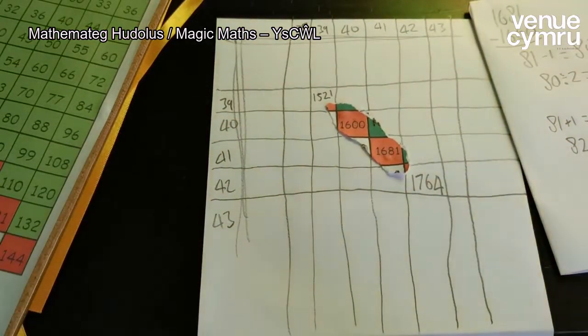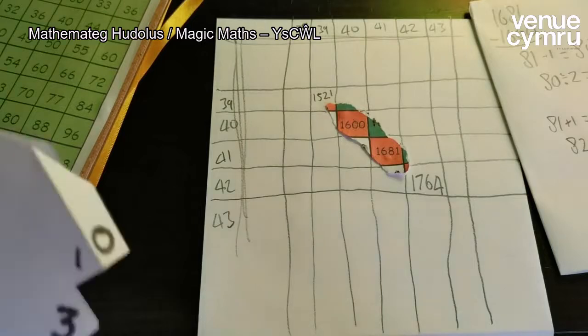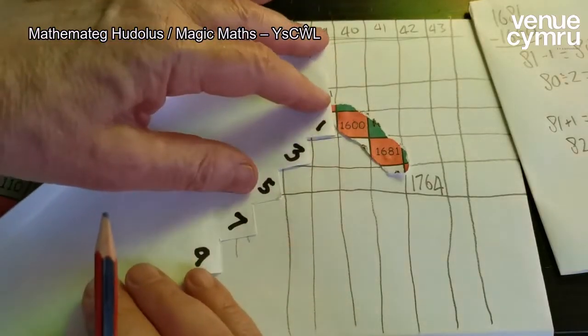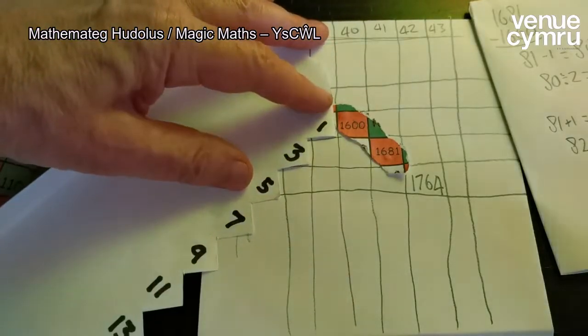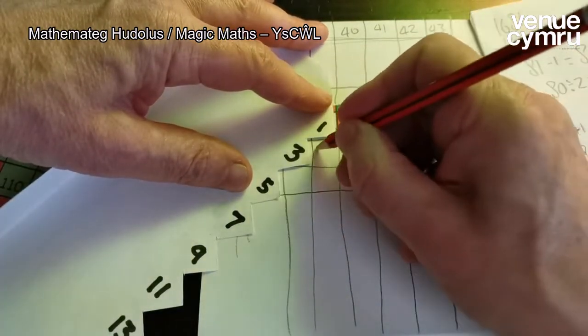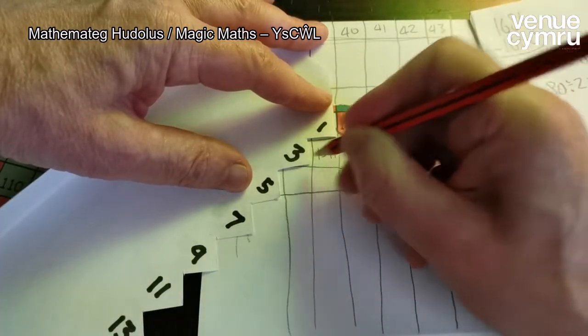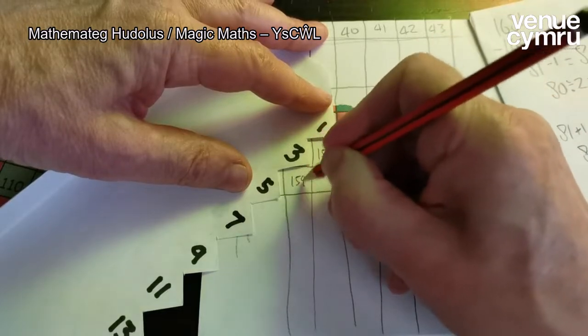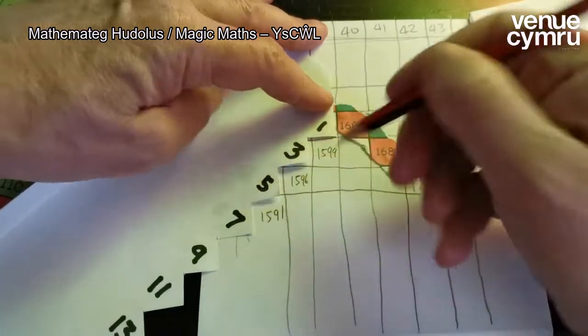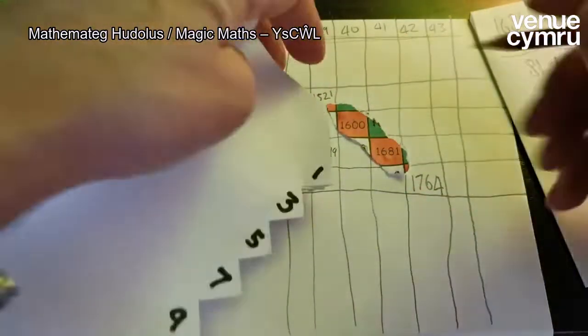Right, that's the square numbers sorted out. But how do we fill in the rest of the grid? Remember, we had this thing. It's dead simple. We just start subtracting the odd numbers. So 1600 take away 1 is 1599, take away 3 is 1596, take away 5 is 1591, I think. So that goes down there.